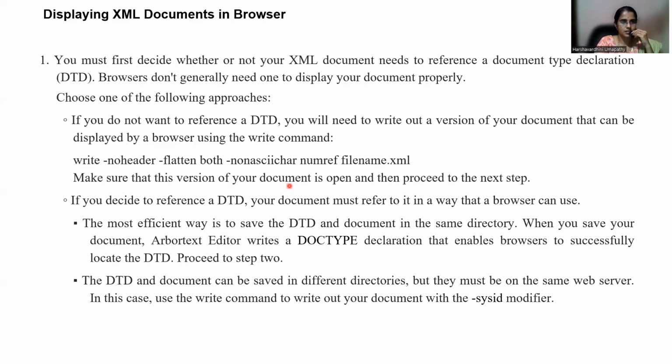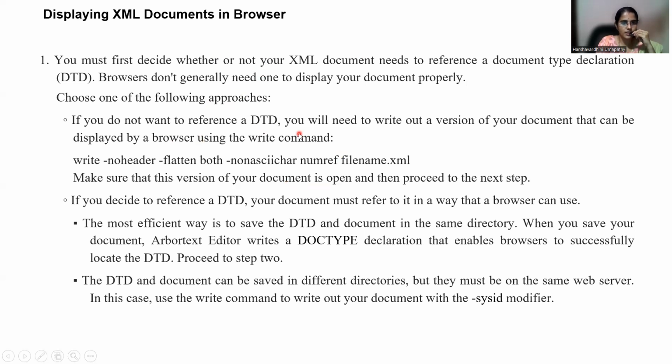So here there are some steps which are mainly used to display the XML documents. First thing is you have to decide whether your XML document needs a DTD, that is, a document type declaration. Browsers usually don't need it. We have to choose any one of the approaches.